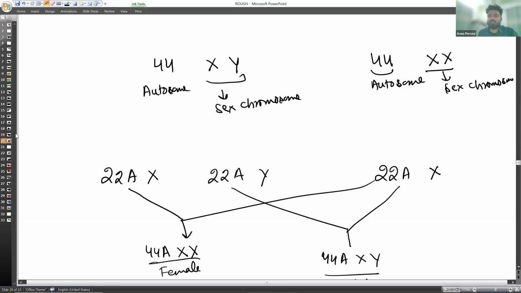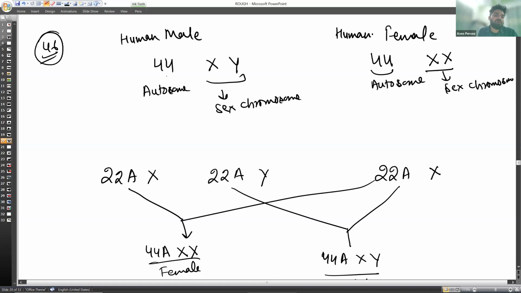Now, how is it possible? Let me explain this one. In human beings, we have 46 chromosomes. Out of these 46, 44 are autosomes. In the human male and the human female, we have 44 autosomes, and the X and Y chromosomes are known as sex chromosomes. The 44 are autosomes, and X and Y are sex chromosomes.